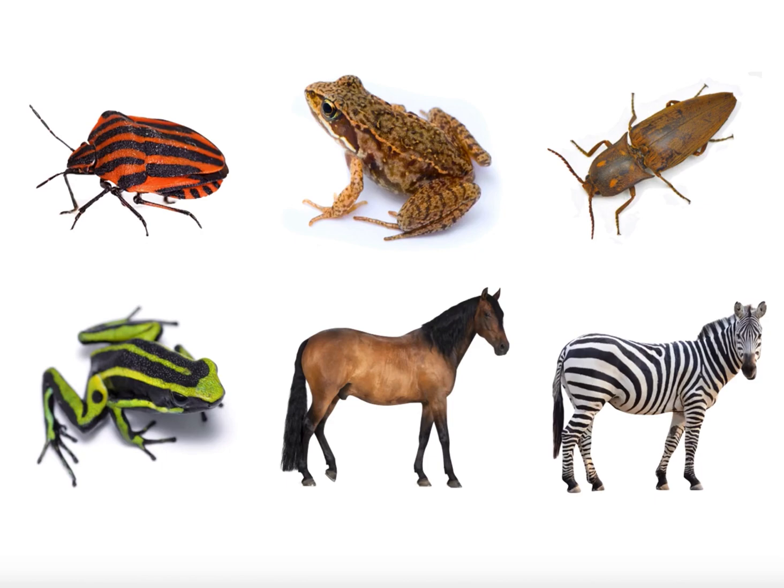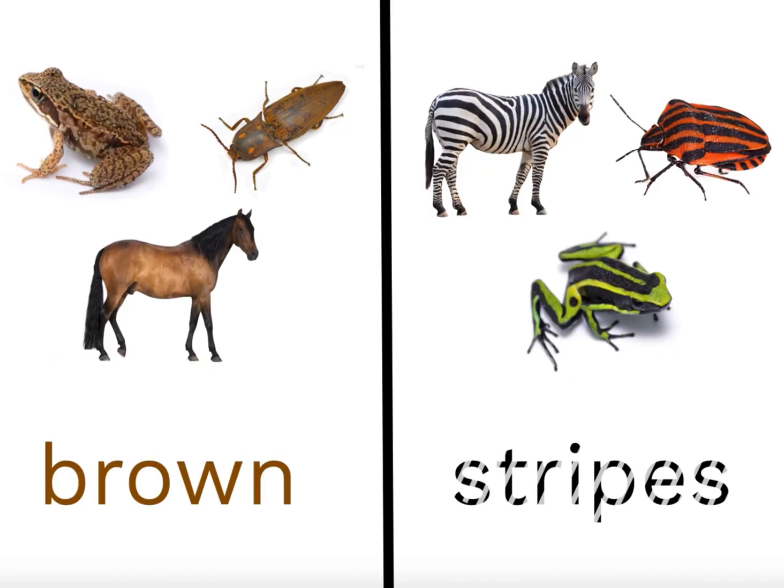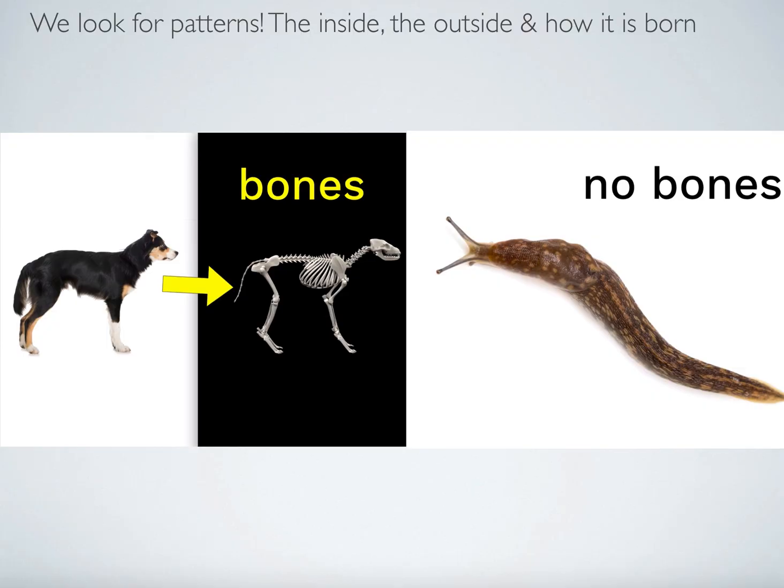So if you saw this group of animals here, you might want to group them by color or by their markings. So all the brown animals and the striped animals. But if you look a little closer, the animals in each category, brown or striped, don't have very much in common. So the things that scientists use to categorize or classify animals, what do they look for? They look for patterns. Look for what's on the inside, what's on the outside, and how it's born.